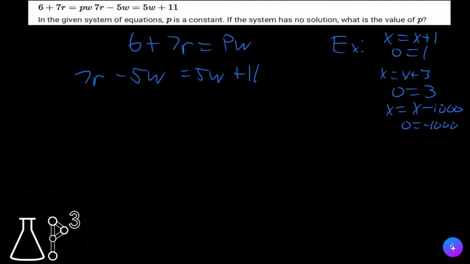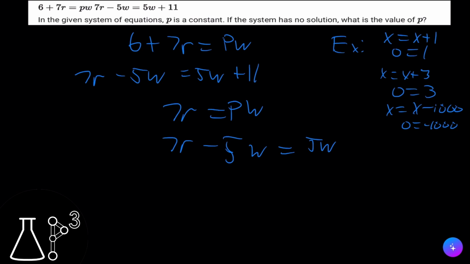Therefore, what I like to do is rewrite it with only the variables. I'm not taking them out because you need to; I'm taking them out because for me, it makes it easy to understand what I'm looking for. For this very specific type of question, when they ask you for a constant p and it's no solution, I always think you're able to take out the numbers. You don't need to, but for me, it makes this question a lot easier. So I can rewrite it as 7r equals pw, and 7r minus 5w equals 5w.